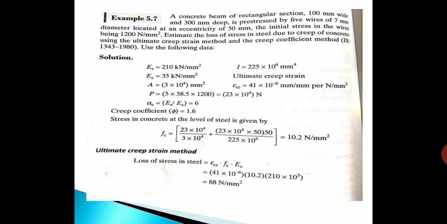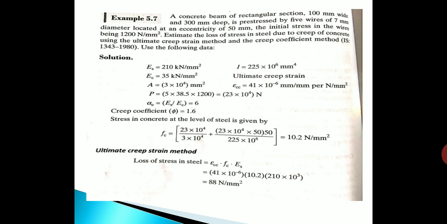So with this we complete the discussion of the different types of causes which cause the loss of prestress in PSC members. Let's discuss one simple example for accounting loss due to creep. In the given example, we have a section of size 100 by 300, prestressed by 5 wires of 7 mm diameter, located at an eccentricity of 50 mm.